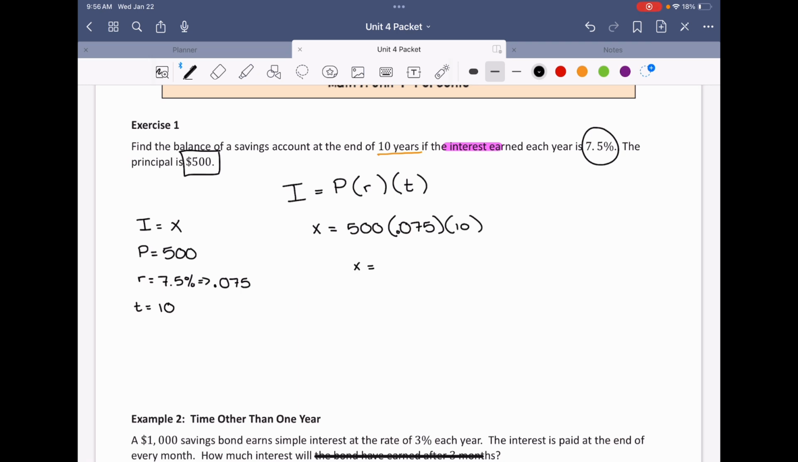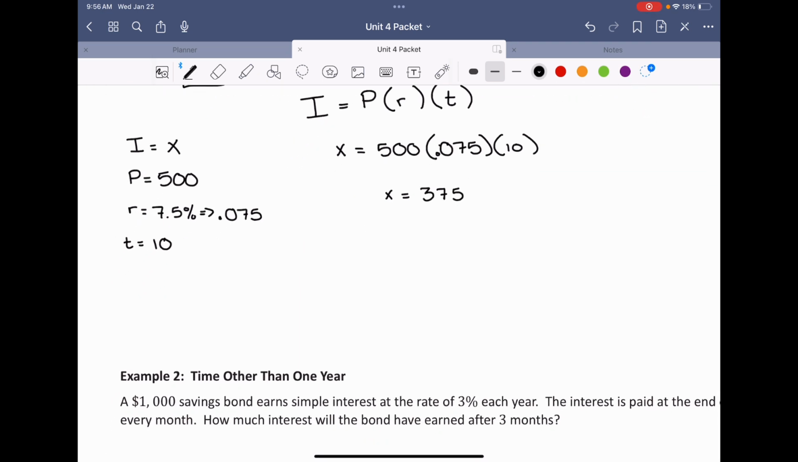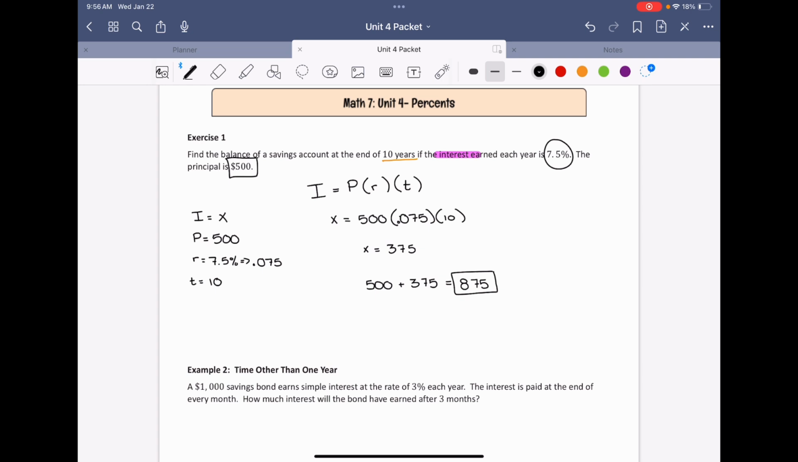When you multiply everything out, 375. But let's go back and just make sure we've answered all parts of the question. So it says, find the balance of a savings account at the end of 10 years, if the interest earned each year is 7.5%, the principal is $500. So it wants the balance of the savings account. So the total balance, meaning I need to do one more step, which is add what we started with to what we've earned. So now, starting at $500, without putting anything else in there, just from leaving the money in, it's gone up to $875. Okay, let's go down to the next one.